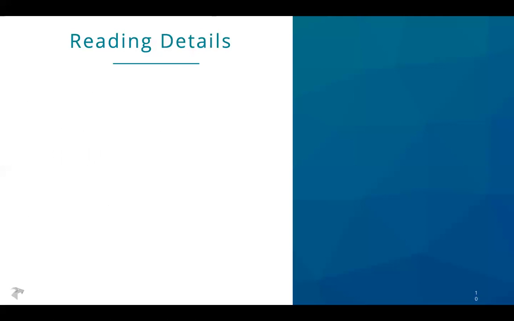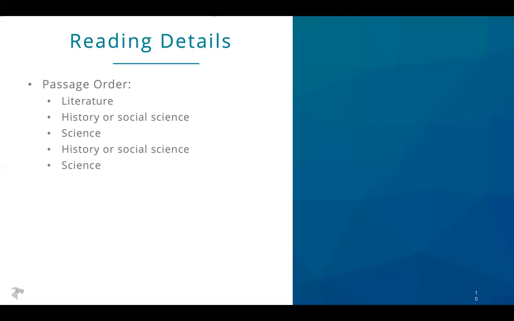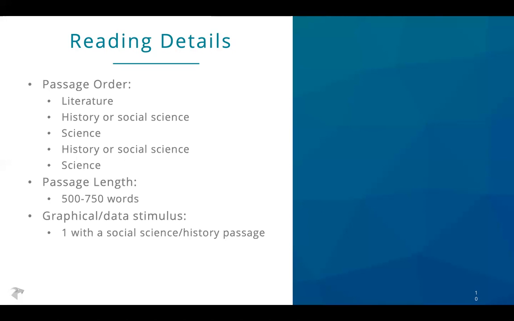A few other details about the reading section. The order of the passages is always: you first have a literature passage, then either the history or social science comes next, then there's a science passage, then the other history or social science, and then the final science passage. The passages are about 500 to 750 words, and they also include graphs here.